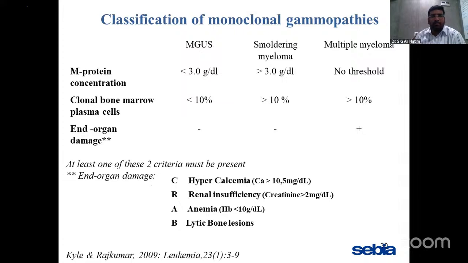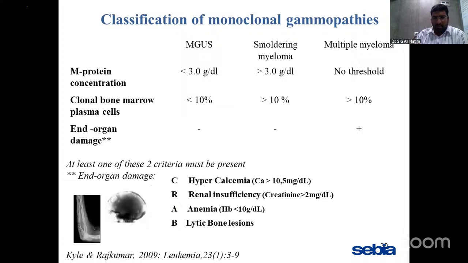And cloning, how much the bone marrow cells will clone: it is less than 10 percent in MGUS, more than 10 percent in both smoldering and multiple myeloma. End organ damage will definitely be there in multiple myeloma compared to the other two conditions. Along with the above findings, there are some criteria to fulfill to say that it is multiple myeloma. The patient should have hypercalcemia, renal insufficiency, anemia, and lytic bone lesions to diagnose multiple myeloma.